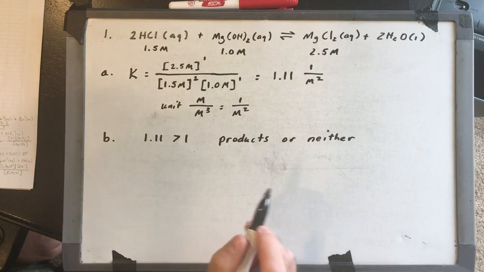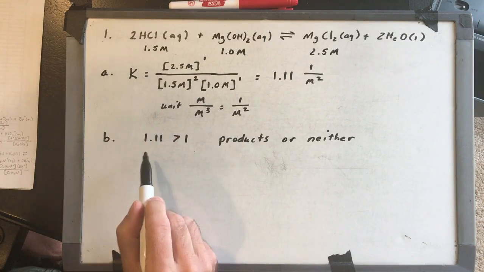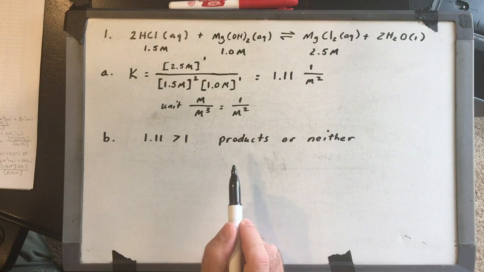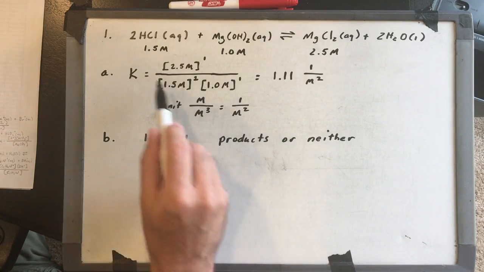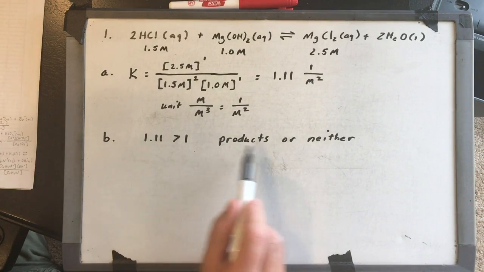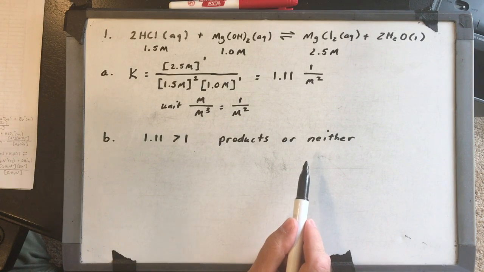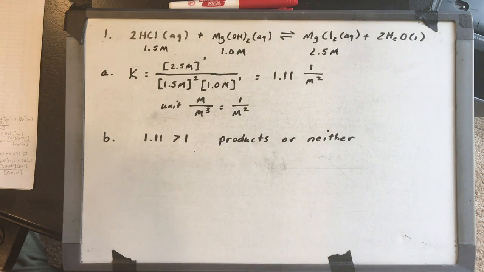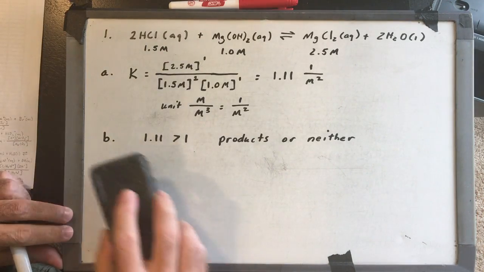Okay, so each part A and part B are worth 4 points each. I could give you some partial credit for part A, but not any partial credit for part B. All right, so that's number one. Let's take a look at number two.